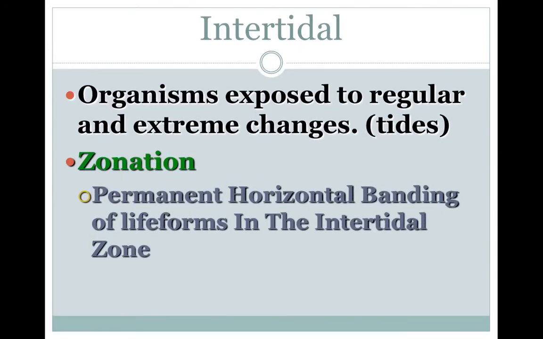As for the intertidal area, these are areas that are exposed to either the air, oxygen, or to water because of the tides. This is between high tide and low tide. Sometimes these places have up to 2 tides a day. Some places only have 1 tide. One of the things that you see in these intertidal areas is something called zonation. And zonation just means banding of life forms in the intertidal zones.